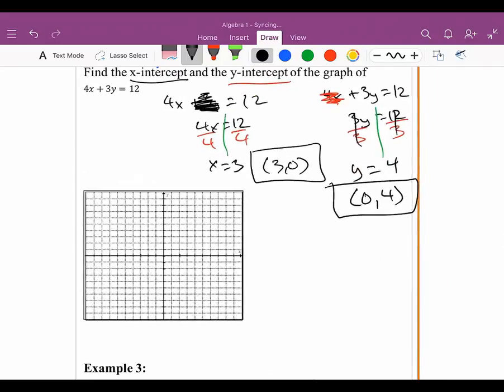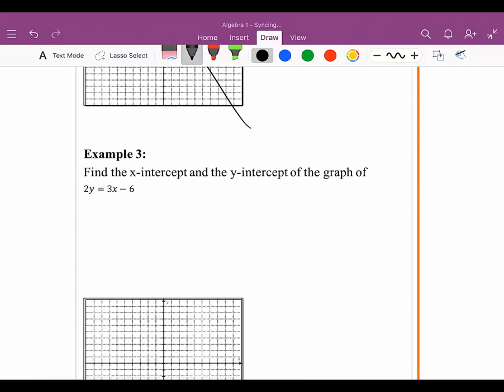Graph those two points. So 3, 0, and then 0, 4. You can draw your line. Alright, let's do another one.